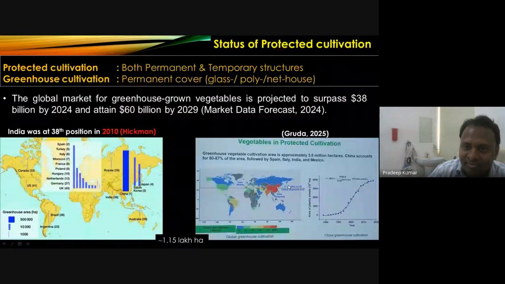This is global data presented by Professor Guda. He is a well-known scientist from Germany, who has done a lot of work on protected cultivation. He presented this data only last year in Athens. So this is the trend of how the global protected cultivation industry is growing.